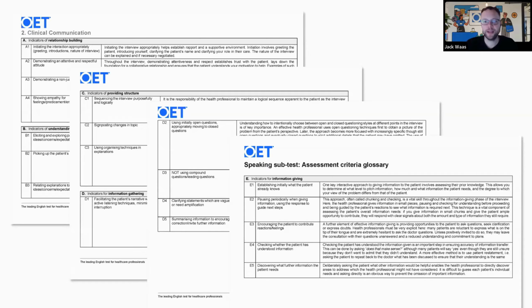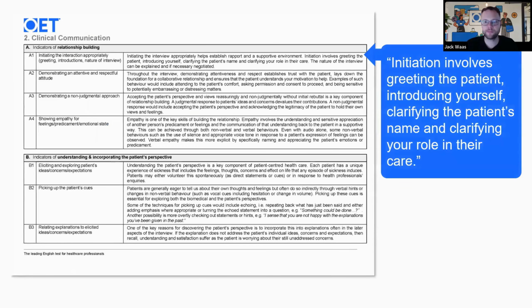Let's refer to the speaking glossary for an explanation. As part of the criterion relationship building, initiation involves greeting the patient, introducing yourself, clarifying the patient's name, and clarifying your role in care. In real life, the first words of any conversation with a patient could reduce their anxiety or raise it. This is why it's so important to begin all interactions in an appropriate manner for the context given in the background information.